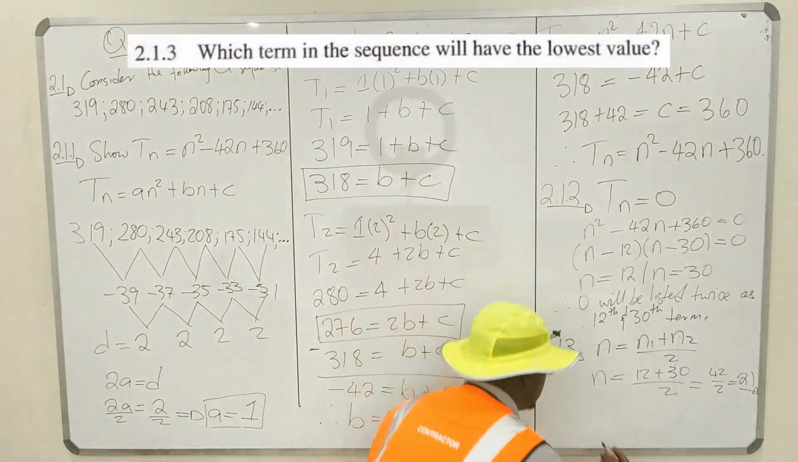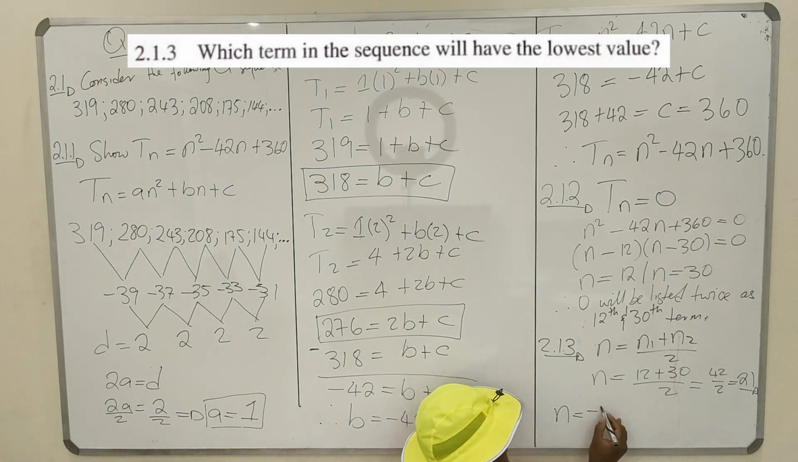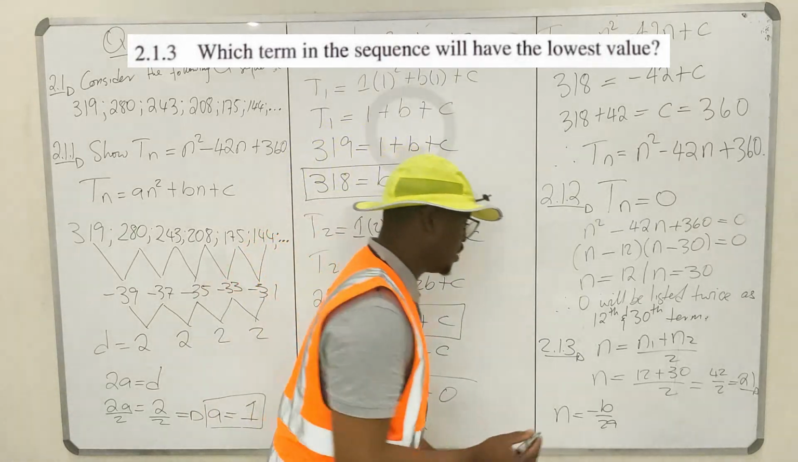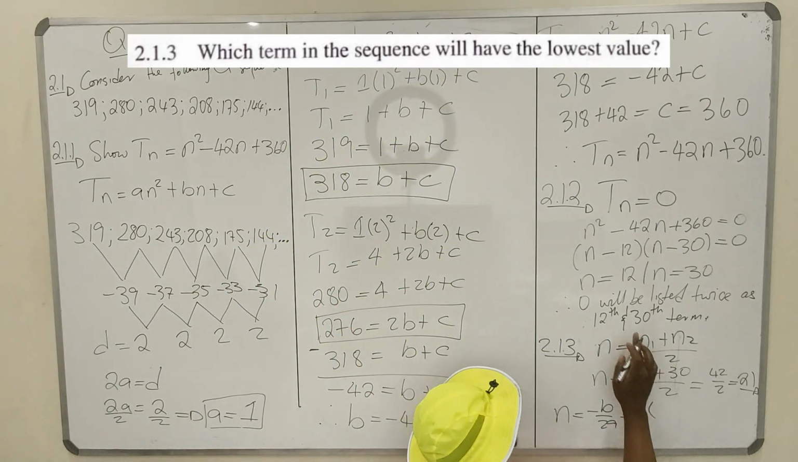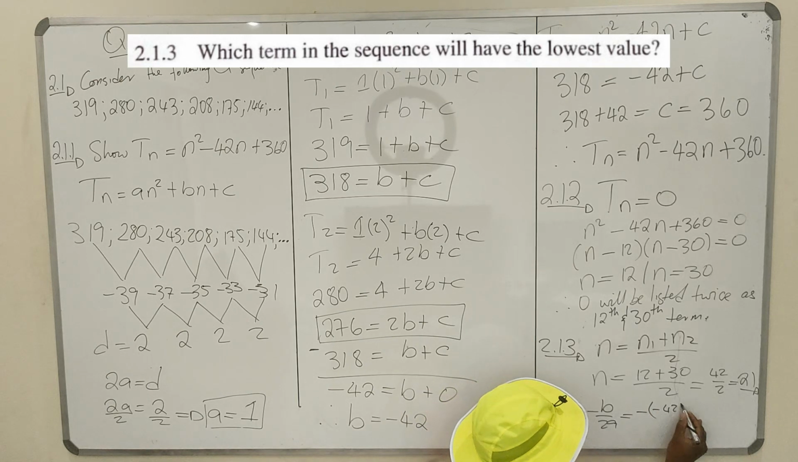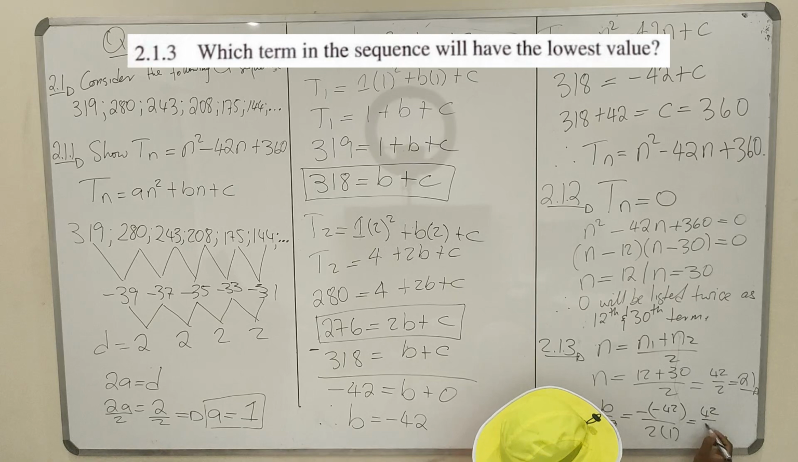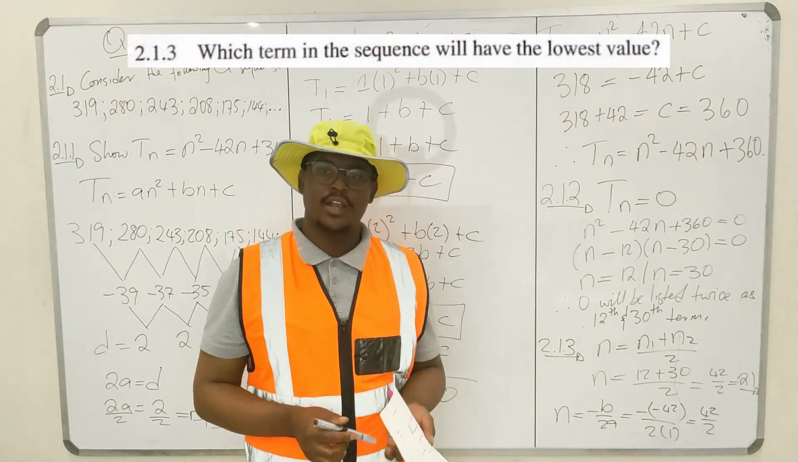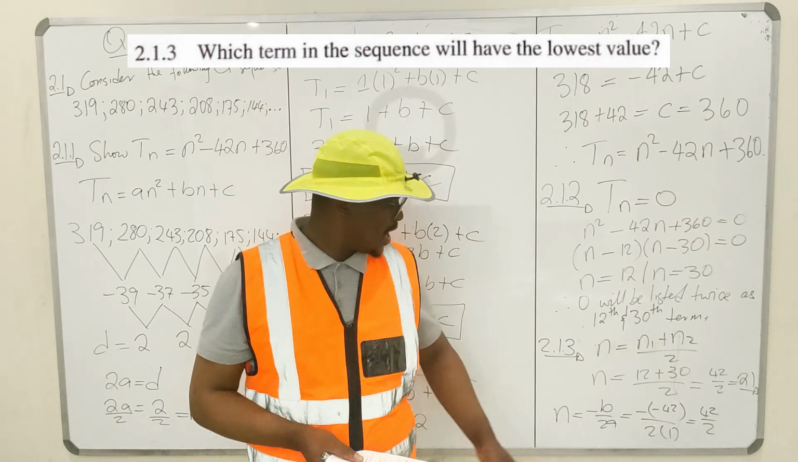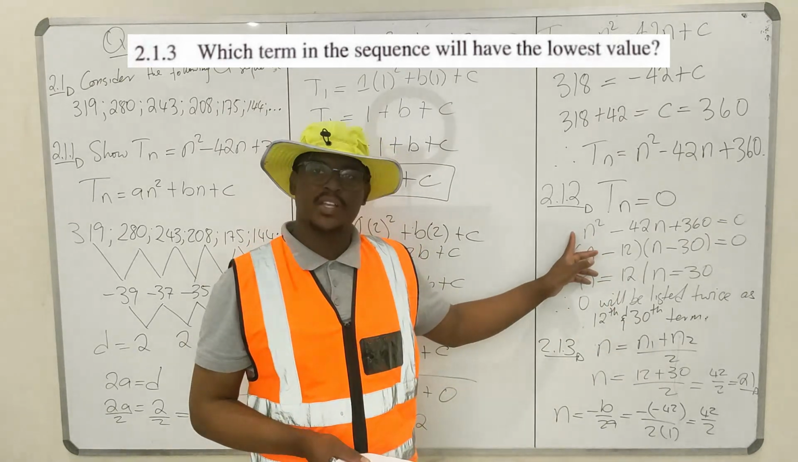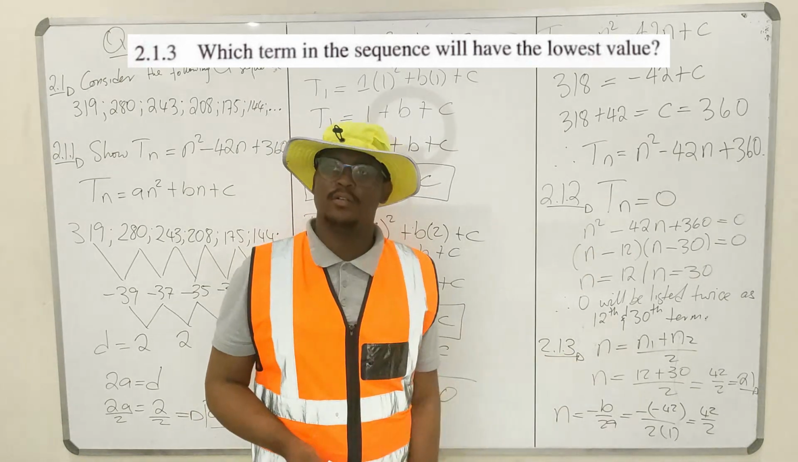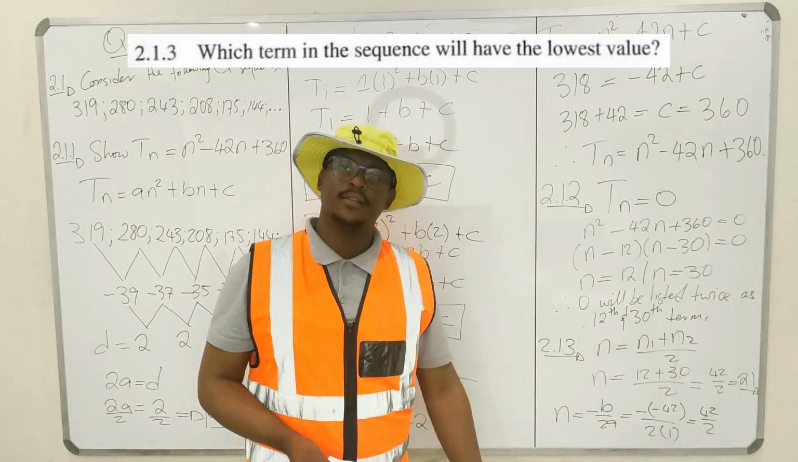Or we'll say n will equal negative b over 2a, right? Which is equal to negative b. What is b? b is equal to minus 42 over 2 times a. What is a? a is 1. So you have 42 over 2, which is the same as that. Or if you have done calculus already, you can just differentiate this to find the maximum or minimum point, equate it to 0, and then you'll find your n is equal to 21.